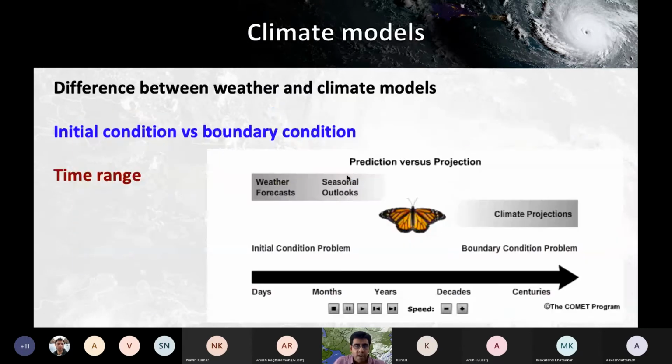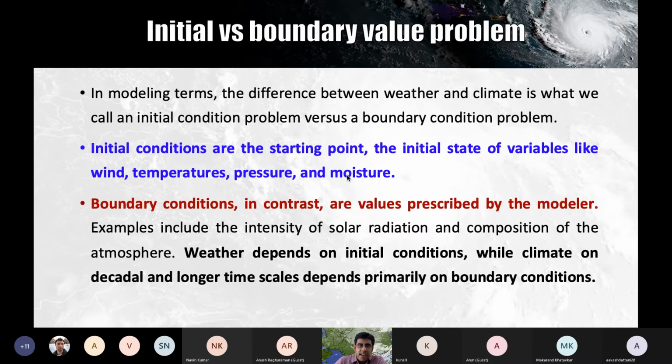Earth system model we'll skip for now, not important. One of the important differences between weather and climate, which I already told you, is initial condition versus boundary condition. Your weather model is an initial condition problem, whereas your climate model is a boundary condition problem. So what do I mean by initial condition versus boundary condition? Initial conditions are the starting point.